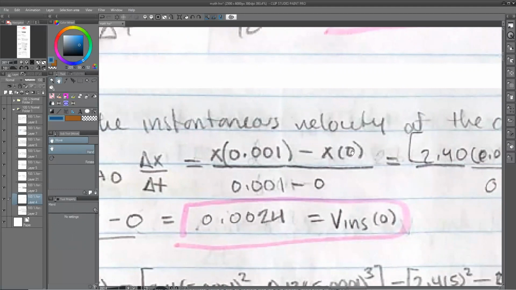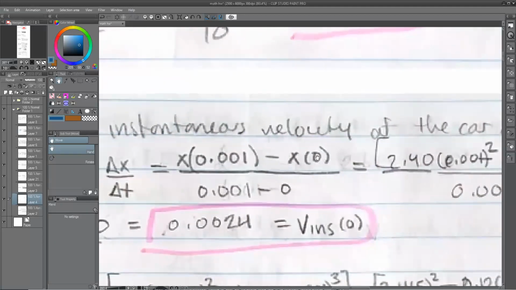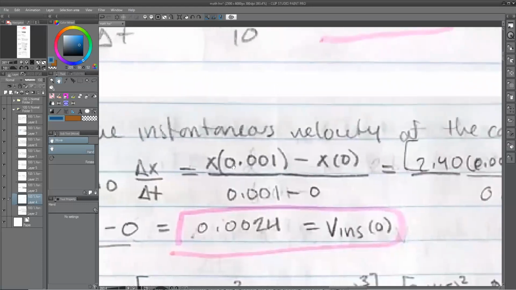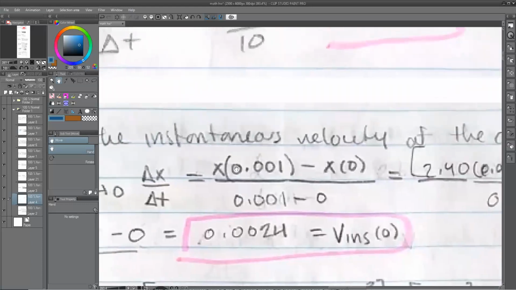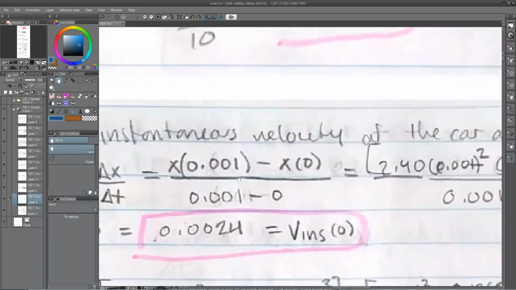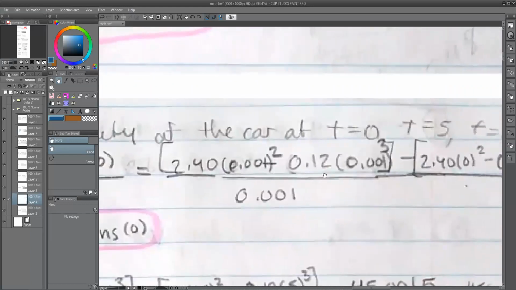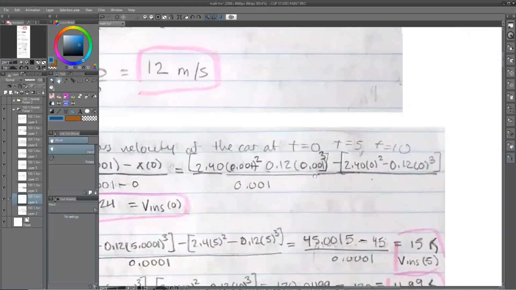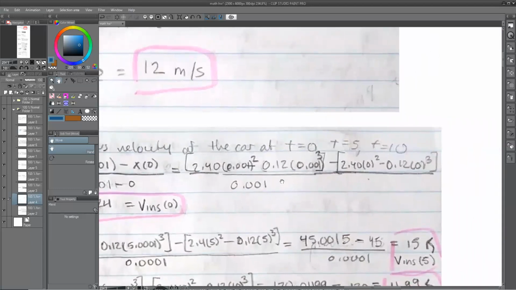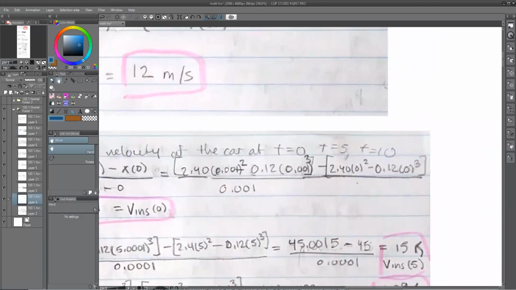So your t1 is 0, so that's x of 0 over here. And your t2 is 0.001 that you made up, so you find that one over here. Now, I just put it all in the top half of this equation so that it made more sense to me, but you don't have to do that. You can do it separately off to the side.